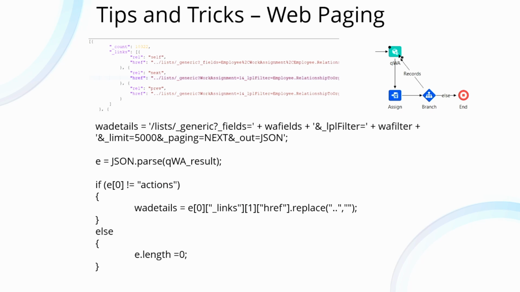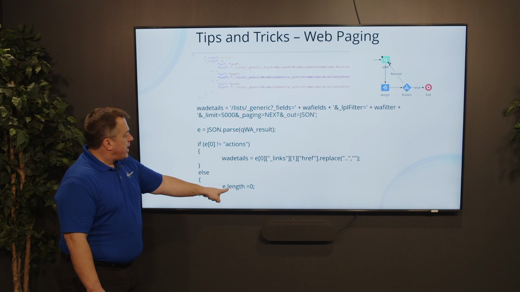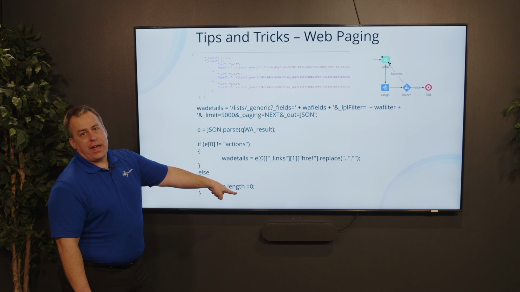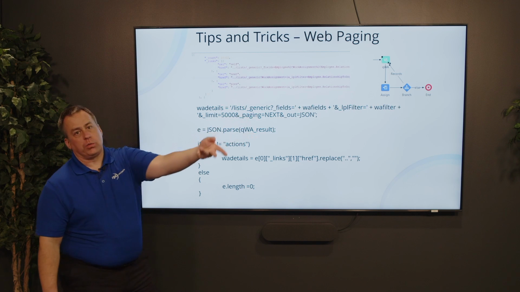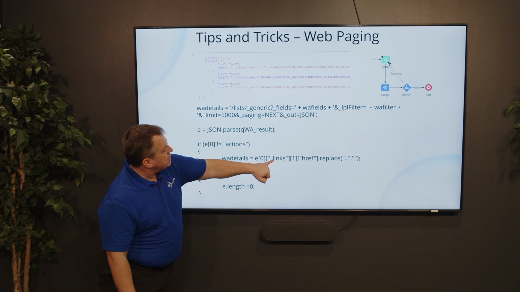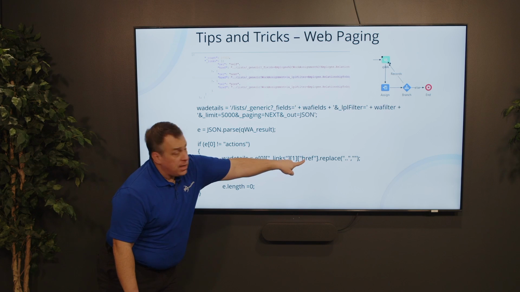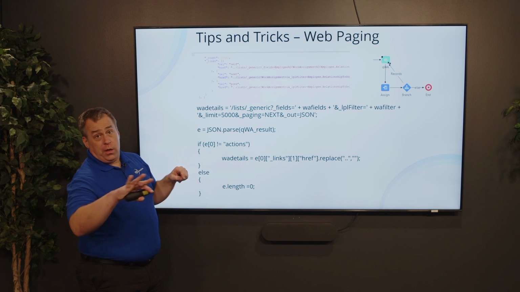JSON, and I'm parsing the result of my work assignment, and then it will come back with the word actions if I'm done with my paging. When actions is returned, that means I can just set the length of that export to 0, and then my branch condition over there will drop me out of the loop. Otherwise, it's going to take my links and my href and just replace the 2 dots with nothing.